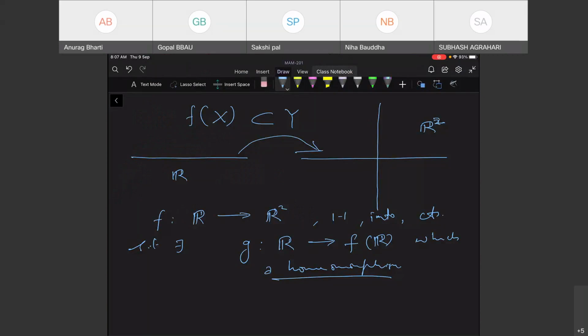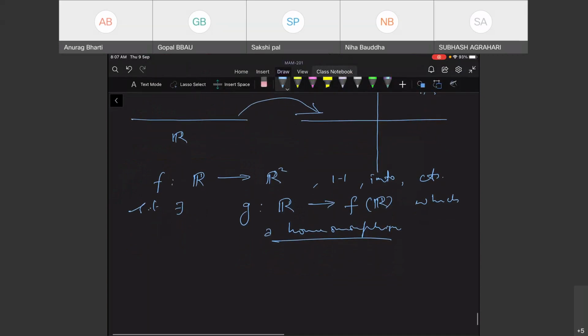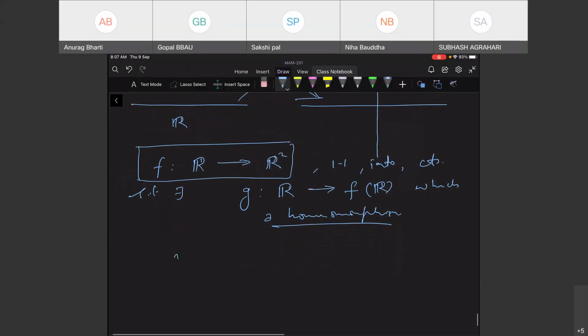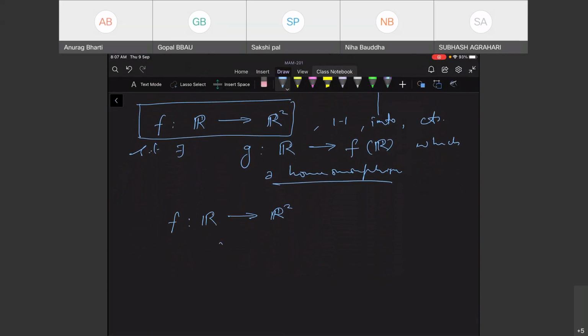Okay, we define a map. So first, what do we have to do? We have to define a map F. There are many maps, but this is one of them. Sometimes we call it a copy of R. F(t) equal to (t, 0) for all t in R. We define this map. What will be the image of F, or the range of F?